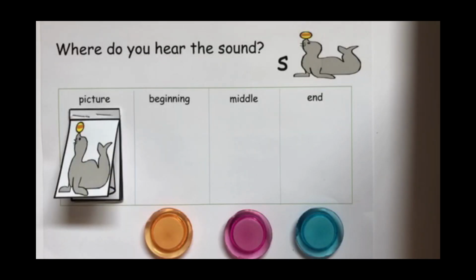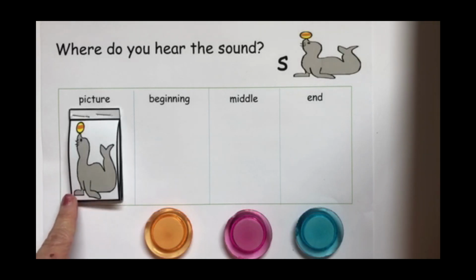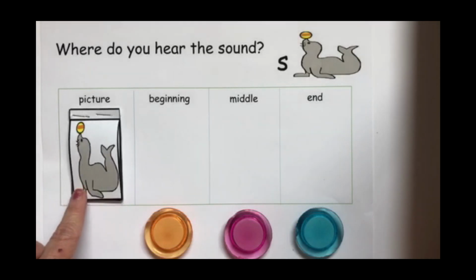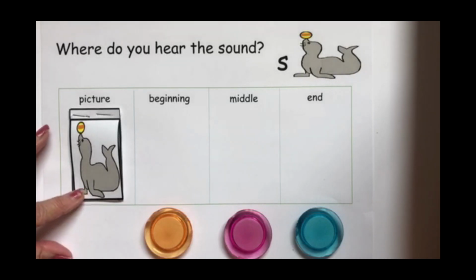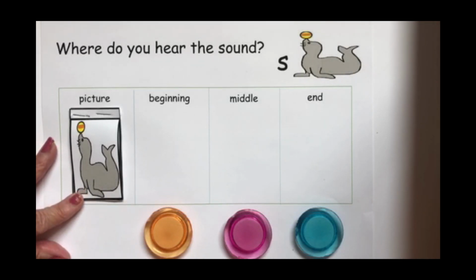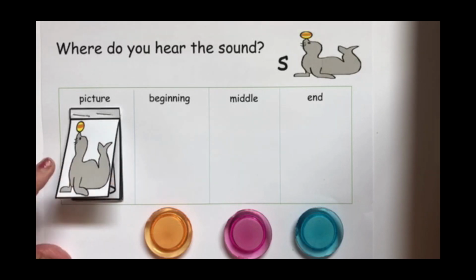This activity is called Where Do You Hear the Sound? And we're starting with the single S, which is the most commonly used letter to make the sound S, and it can appear in a word at the beginning, at the middle, and or at the end. So have children flip through the pictures and say each one with them so they know again exactly what the picture is. This one is seal.